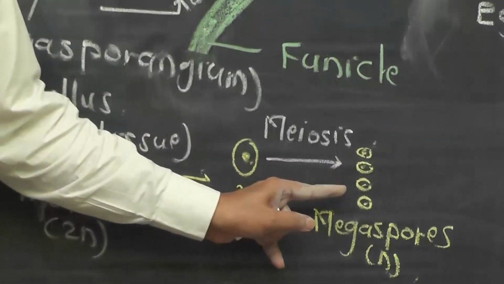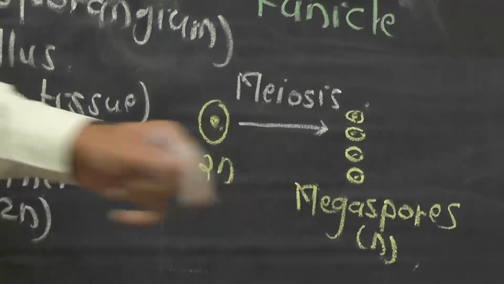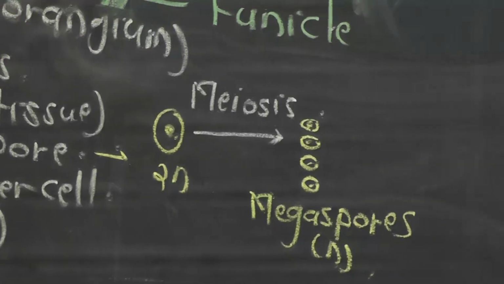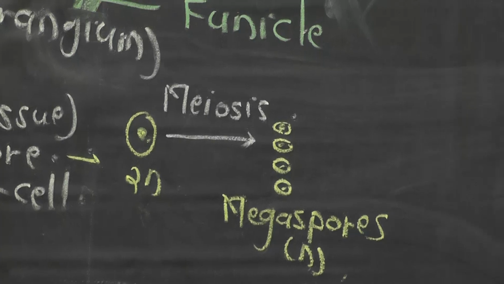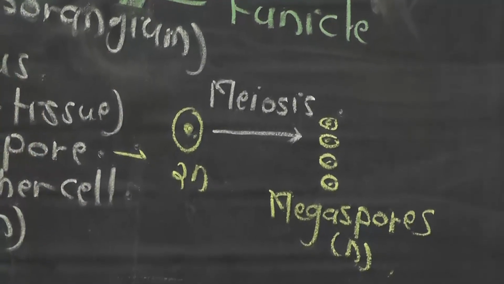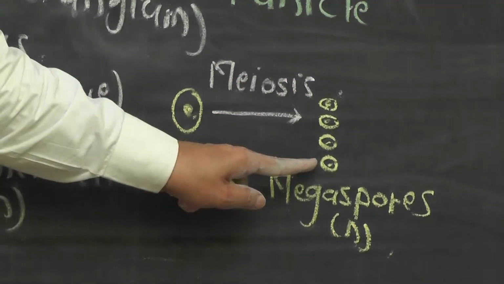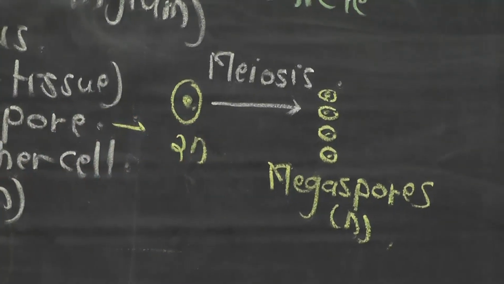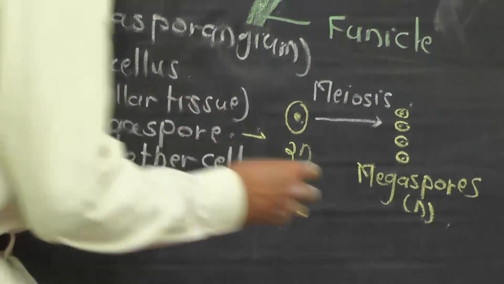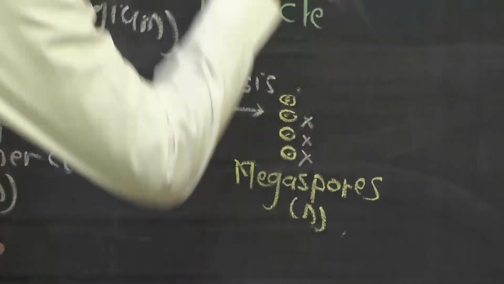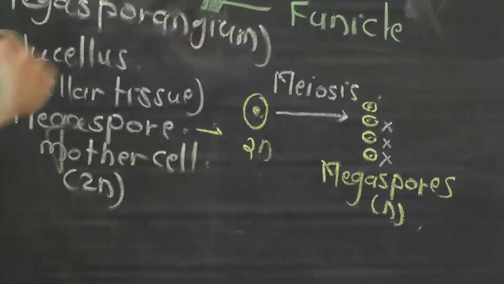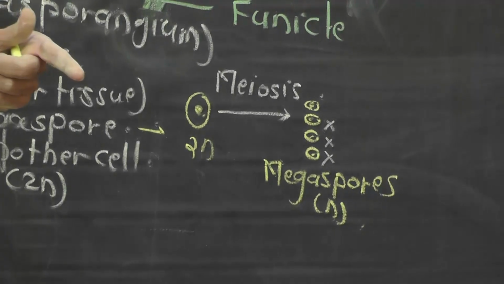out of these four megaspores, the upper three megaspores undergo degeneration. Upper three means what? From the micropyle towards the center. That means from the micropyle towards the center of the ovule. The megaspores present towards the micropyle, the first, second and third megaspores, undergo degeneration. They degenerate and disappear, and only a single megaspore remains there.